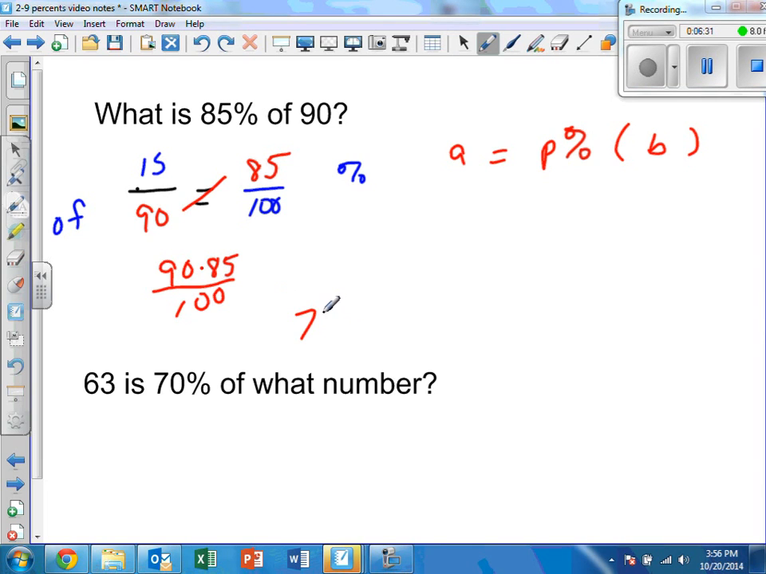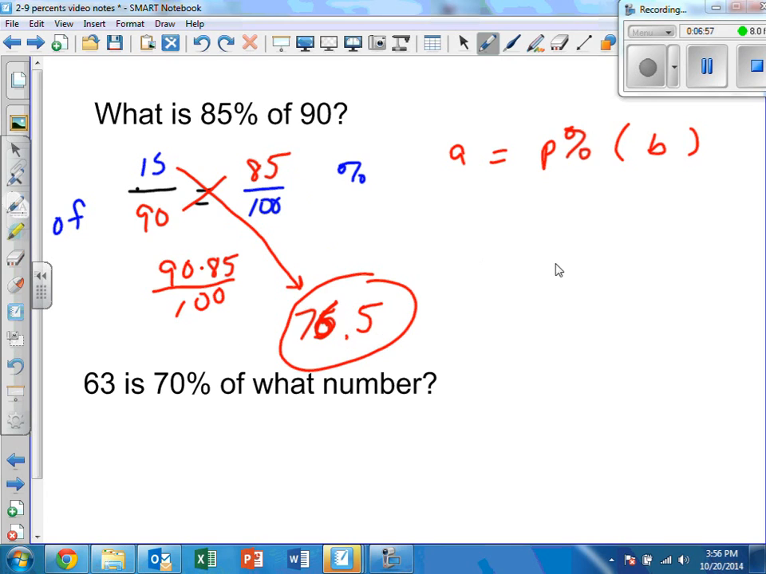So my answer is, the number that I'm looking for is 76.5. So the number, what is? The number is 76.5, not percent, because I already have my percent. My percent is 85. The number I'm looking for, the part, is 76.5.